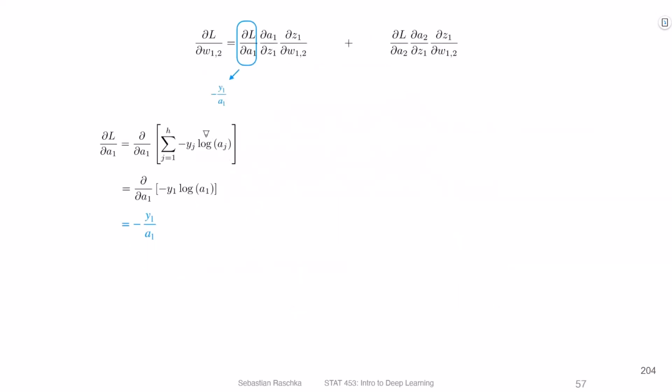To understand why this one is y1 divided by A1, you need to think about this. The loss is calculated like this because we are using the cross entropy loss, or softmax loss. Here, other values are not related to A1, so we don't care about them. Only this value is what we care about. When you differentiate this, it becomes y1 divided by A1. So that's why the first part is y1 divided by A1.